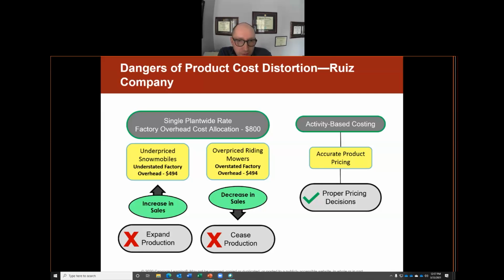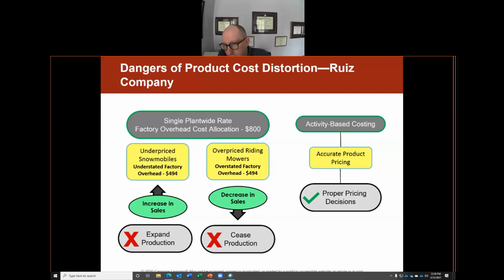Looking back at the single plant-wide rate, it was $800. It's the same regardless of the type of product being produced. The nice thing is that that's easy, but it has its disadvantages. Disadvantages is it's understated factory overhead for snowmobiles and overstated for lawnmowers. It can result in an increase in sales and a decrease in sales for each unit depending on the under allocation or over allocation. And the limitations is that it could prevent the company from expanding, and it could also cause us to cease production of one product based off of the allocation.